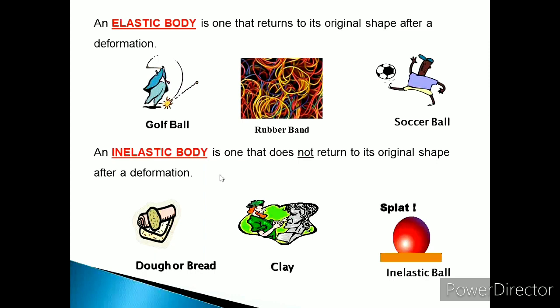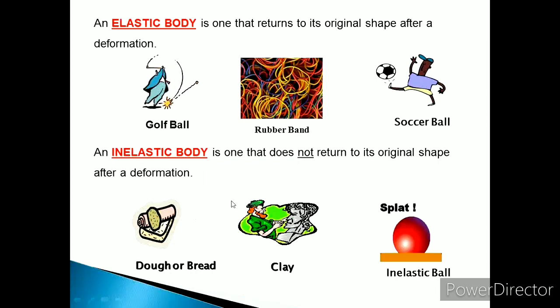For the inelastic body, we apply an external force. After removal of the force, the body doesn't return to its original shape. That means an inelastic body is one that does not return to its original shape. Such bodies or materials are known as inelastic bodies. These are some of the examples: clay, inelastic balls, bread and onion. Solid rigid materials are known as inelastic bodies.